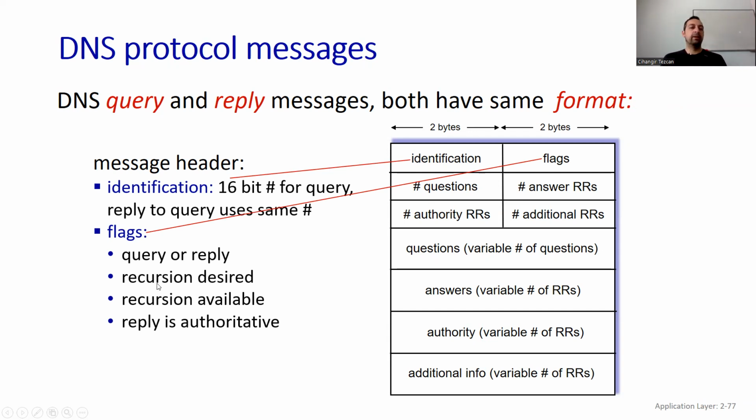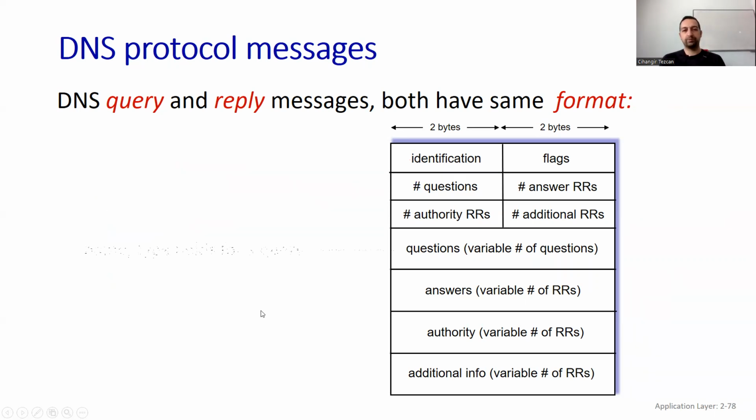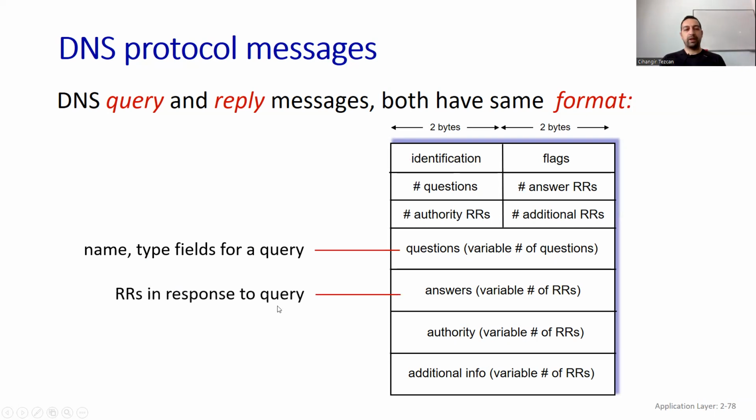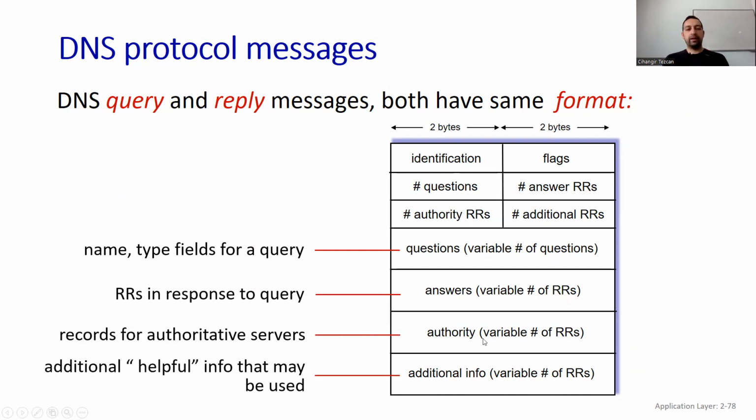As you can see, recursion is something you might prefer most of the time, but it may not be supported. So this recursion available flag is from their response. Name and type fields for a query are in the questions. RRs in response to a query: you ask it here, and in the answers, they will give you RRs, okay? Records for authoritative servers are provided here. Additional helpful info that may be used is also provided here, okay?